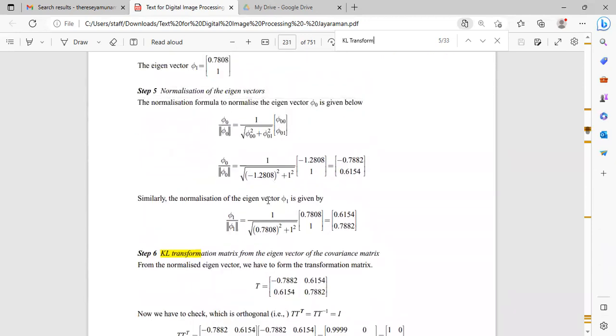Okay. So this is the final step for writing the transformation matrix. Then step 6 will be the KL transformation matrix from the eigenvector of the covariance matrix. So from the normalized eigenvector, we have to form the transformation matrix. So the transformation matrix T will be equal to, this will be phi 0, this will be phi 1.